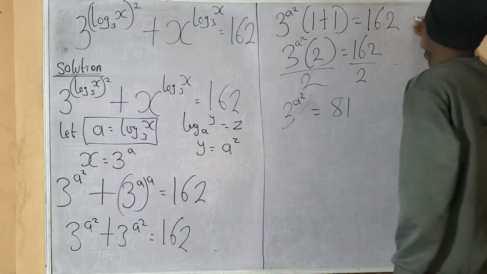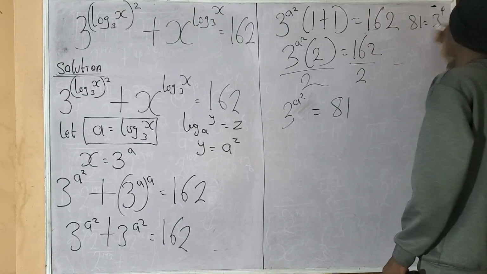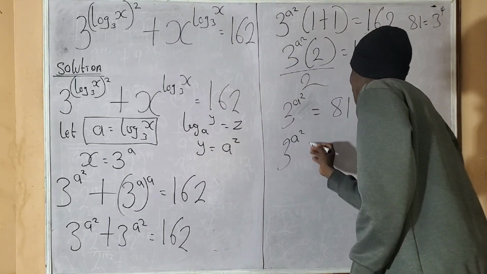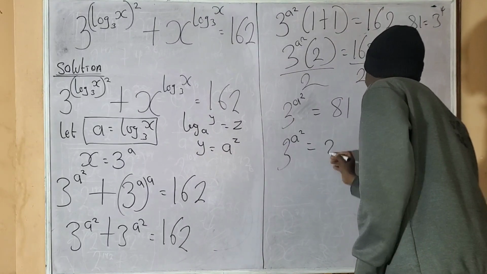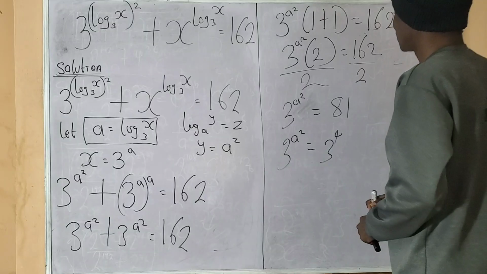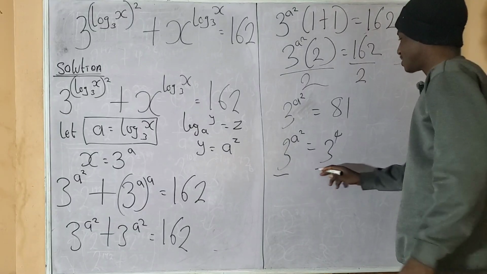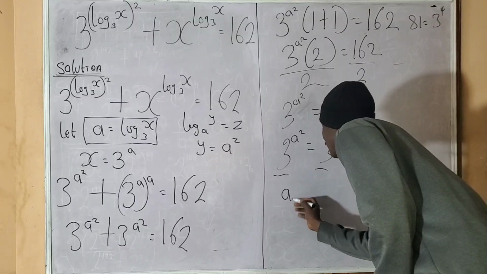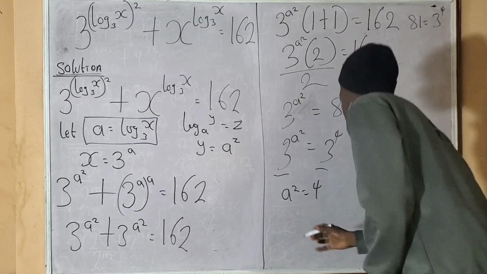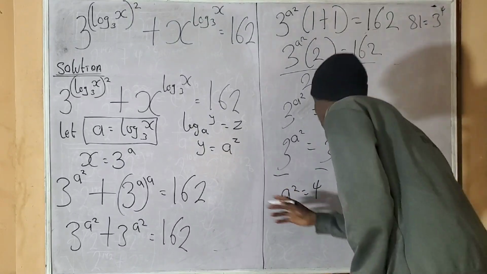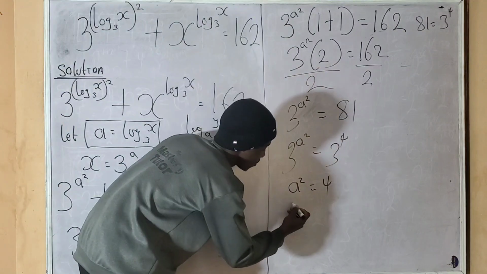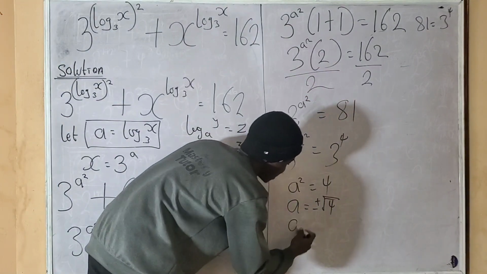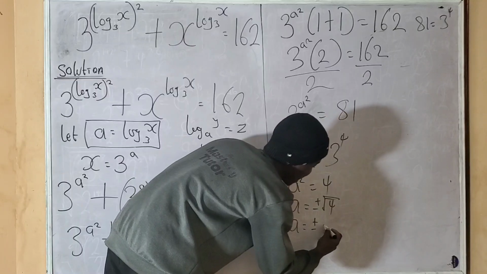Do not forget that 81 can be written as 3 raised to the power of 4, right? So I'm going to have 3 to the a squared equals 3 raised to the power of 4. Now, because the bases are the same, we can set the powers equal. So I'm going to have a squared equals 4. To get the value of a, I'm going to take the square root of both sides, right? So a will equal plus or minus the square root of 4. a equals plus or minus 2.